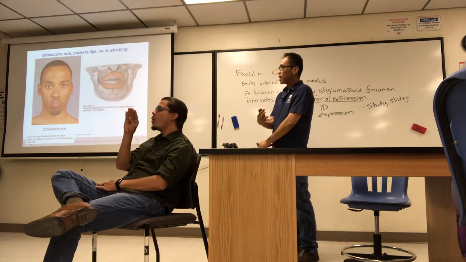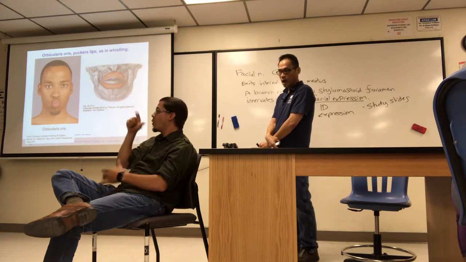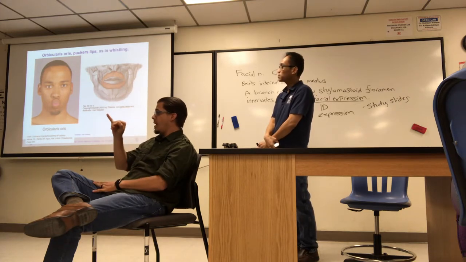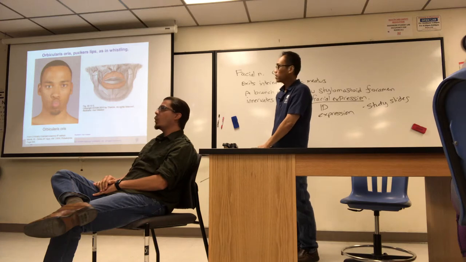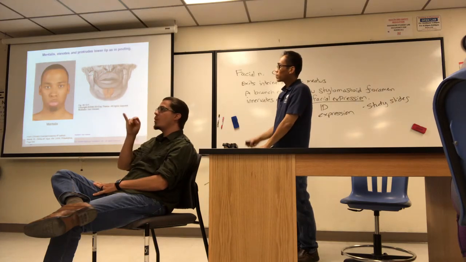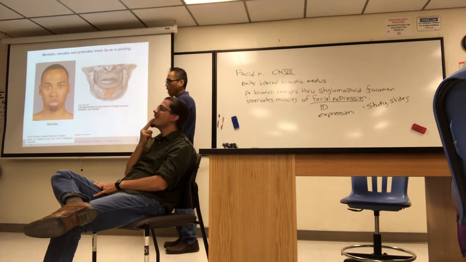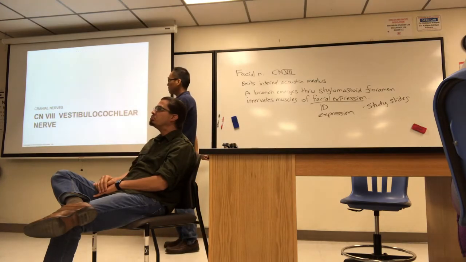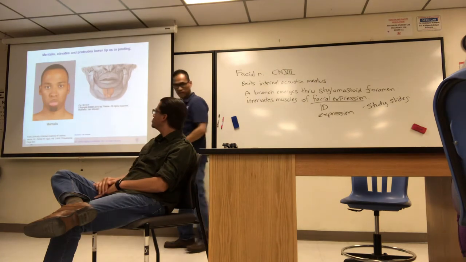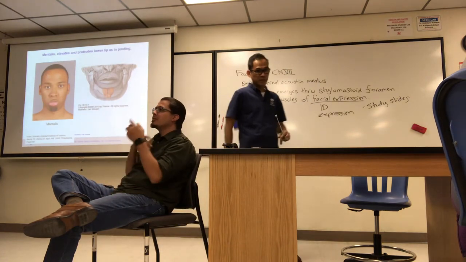Orbicularis oris, not to be confused with orbicularis oculi. This helps you pucker, as in whistling. Mentalis elevates and protrudes the lower lip, as in pouting. Anyways, I think that's kind of fun, the muscles of facial expression.